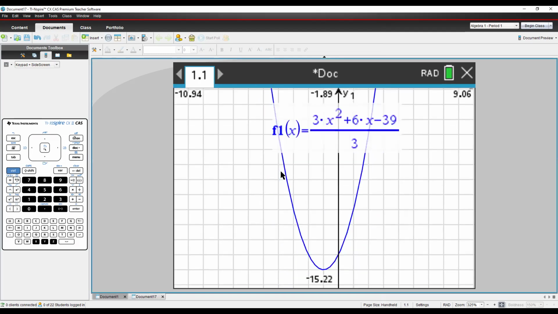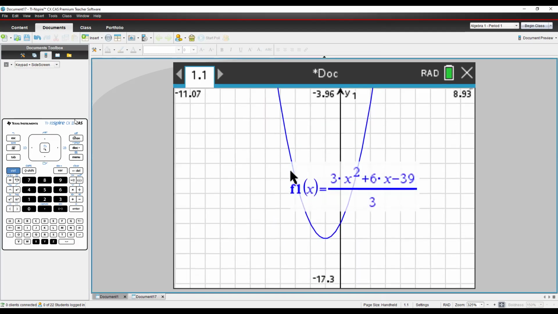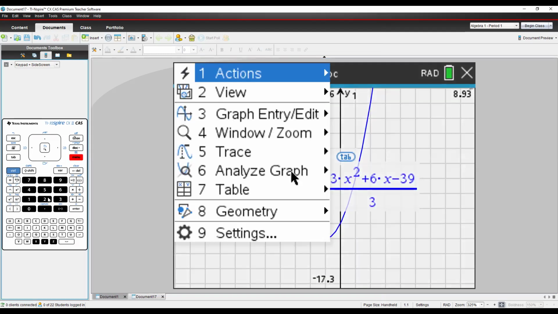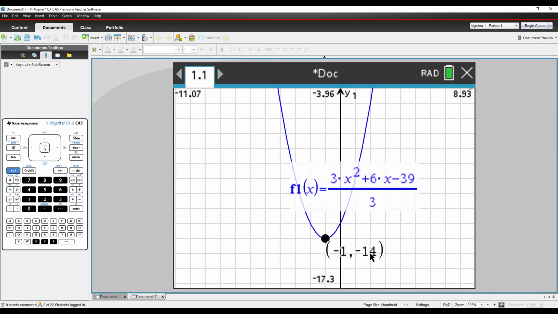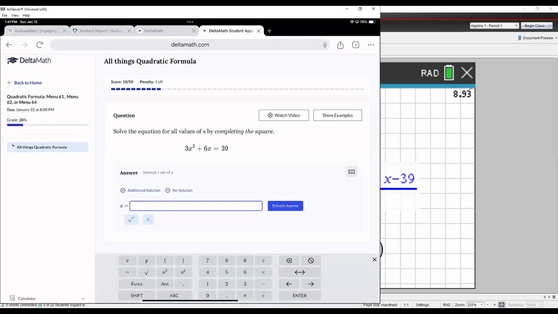Now I need the minimum. So I'm going to pull the graph paper up so I can see the minimum, and then I'm going to do menu 62. I'm going to start on the left, and there is my answer. So my answer is going to be x equals negative 1 plus or minus the square root of 14, not a negative 14. You have to make the y coordinate positive. So it's going to be negative 1 plus or minus square root of 14.